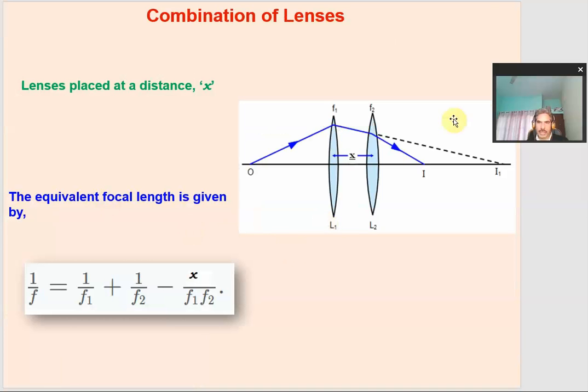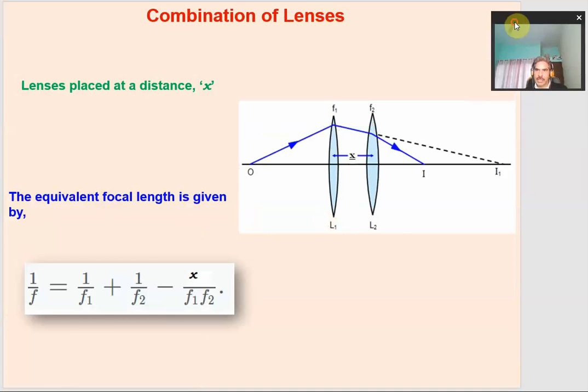On the other hand, if the lenses are placed at a distance x from each other, then again their combination will produce one single lens whose focal length is given by this formula or this equation. So f is the equivalent focal length, or we can say focal length of the equivalent lens. So it is given by 1 upon f is equal to 1 upon f1 plus 1 upon f2 minus x, where x is the distance between these two thin lenses.